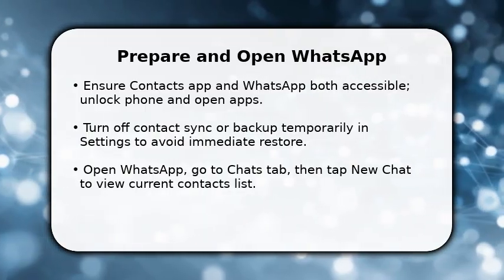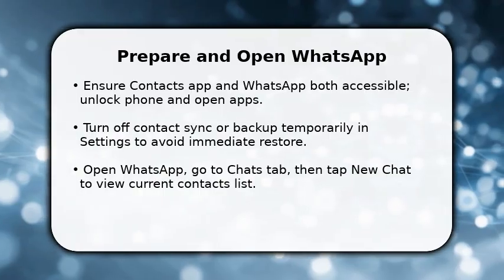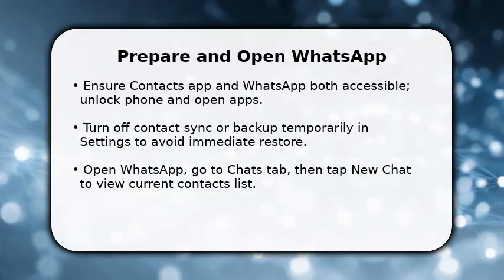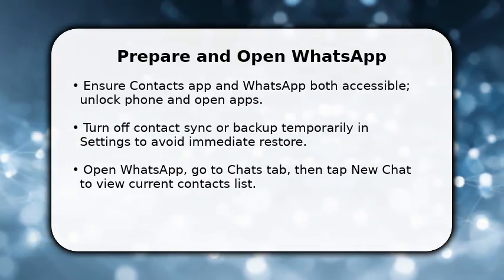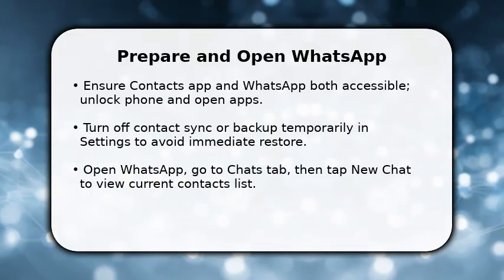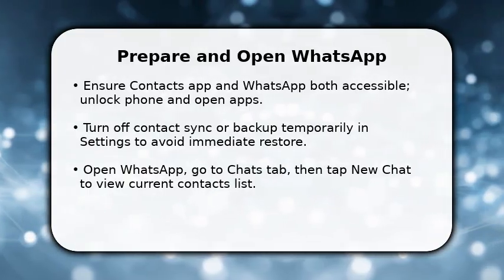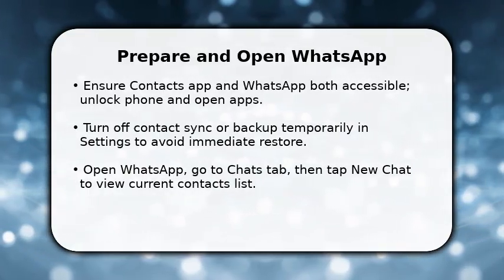Next, view the new chat list to confirm the number is visible. You're taking inventory before removal. Make sure you have permission to remove shared contacts if using a shared device. This avoids accidental readdition and prepares you to delete the contact properly on the device level.